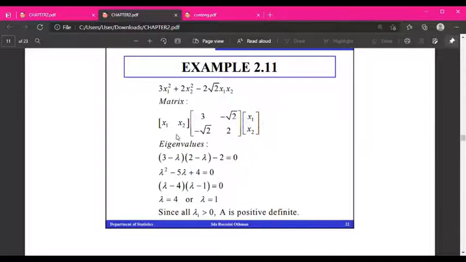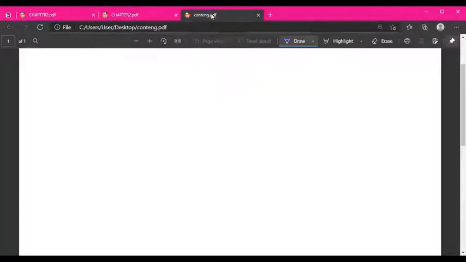Okay, so these matrices from the quadratic forms ataupun square distance, we need to express dalam bentuk matrix, which is we express dalam bentuk x transpose. This is the x transpose. Ini adalah matrix A, dipanggil matrix A. Ini adalah matrix X.